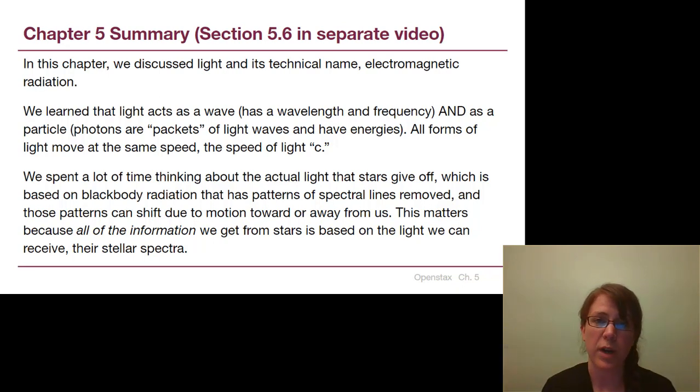That statement in our slide here, that's what we're going to focus on in section 5.6. But all of chapter 5 is a really important baseline for us to understand how astronomers get all of the information that we do about stars, because it's all based on the light we receive. We can't go visit those stars. We can only gather the light that they're producing.